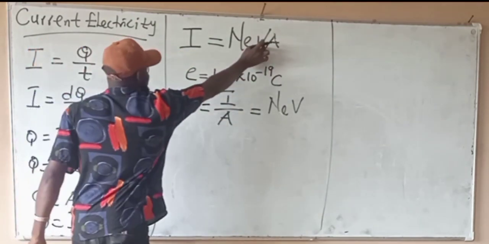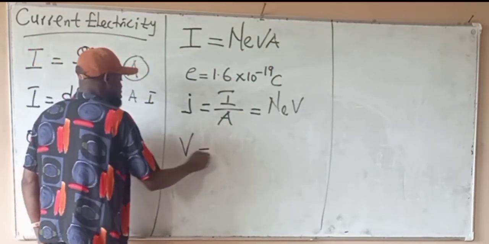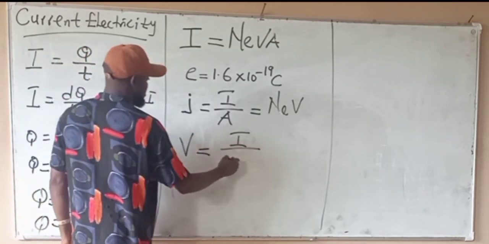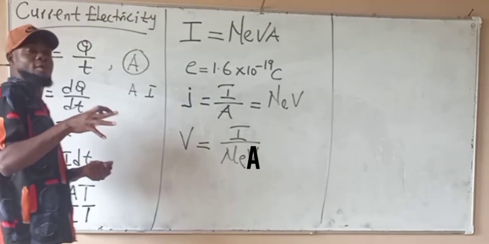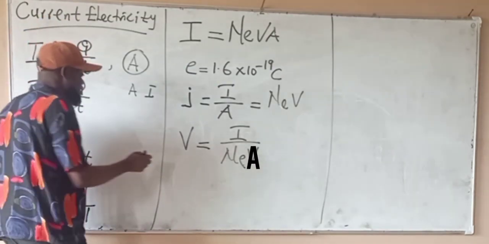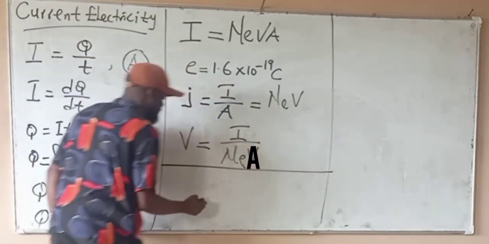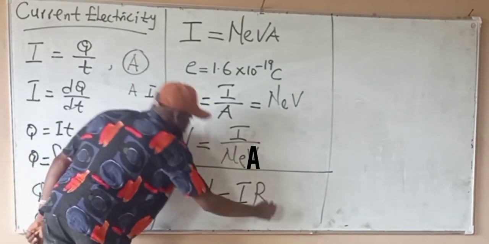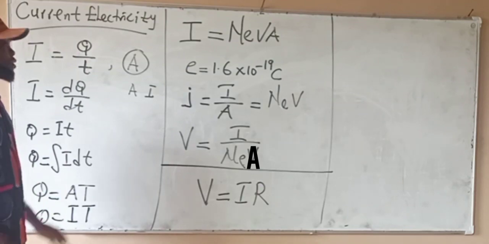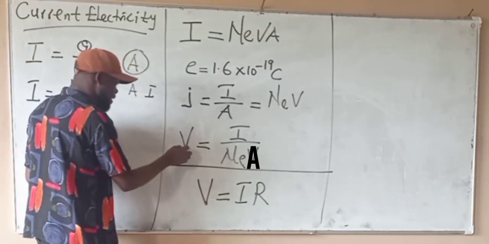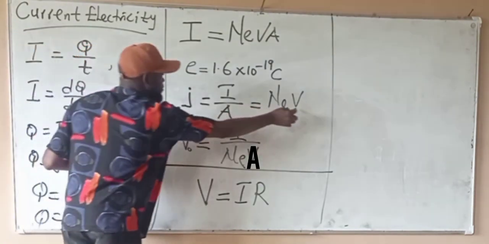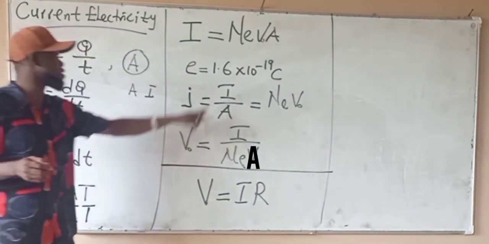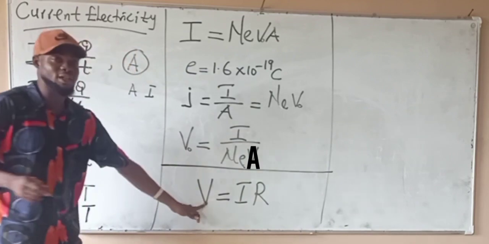Then if I want to make drift velocity the subject of the formula, the drift velocity will be equal to I over NEA. From Ohm's law, we say that V is equal to IR. So please, this V and this V are not the same. I'm going to write V naught for the drift velocity. This one is velocity, but the other one is not velocity.